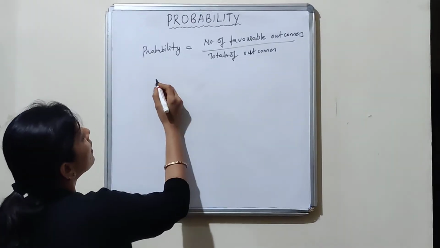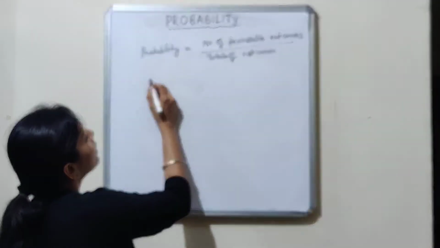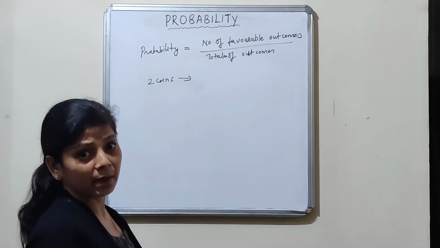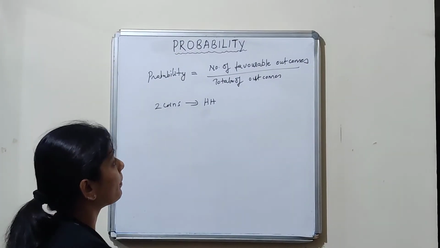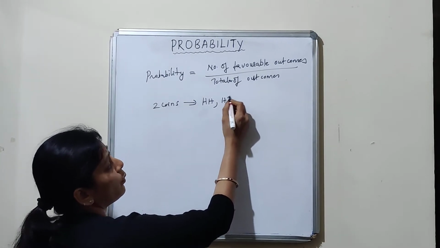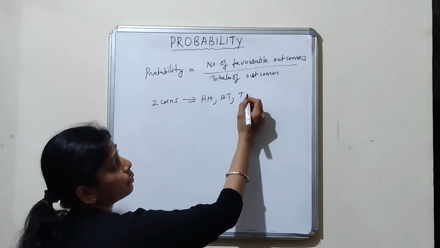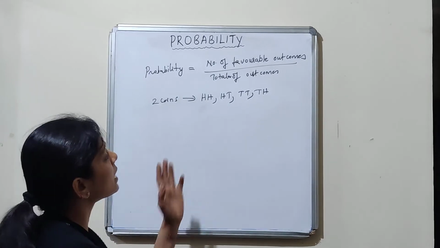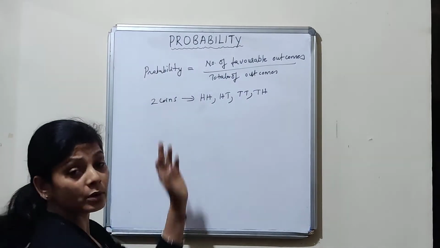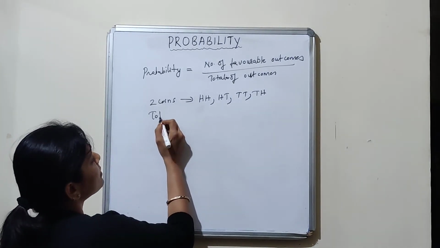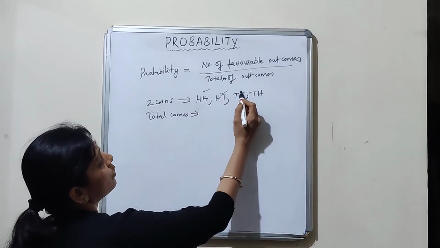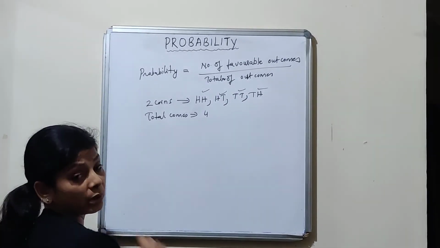Suppose I have two coins and now I am going to toss the two coins. When I toss the two coins, what are the different possibilities I may get? I may get both the coins as head on top, or one head and one tail. Might be I can get both the tails, or one tail and one head. So these are all the possibilities I may get while tossing the two coins. So what are the total outcomes here? Total outcomes are 1, 2, 3 and 4. So 4 are the total outcomes here.